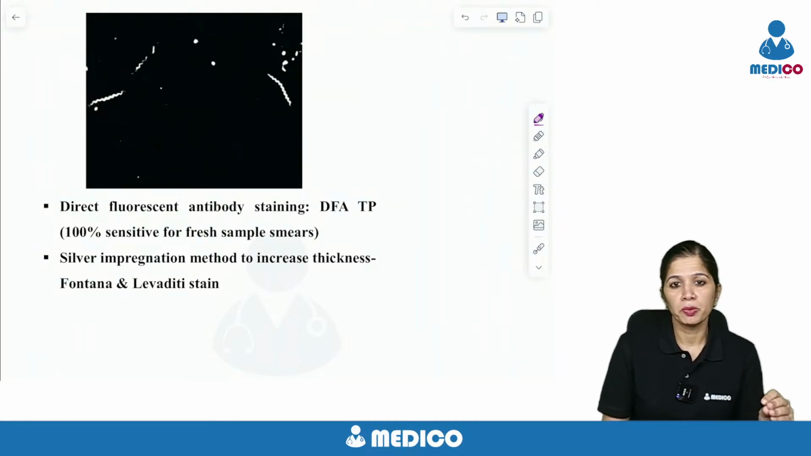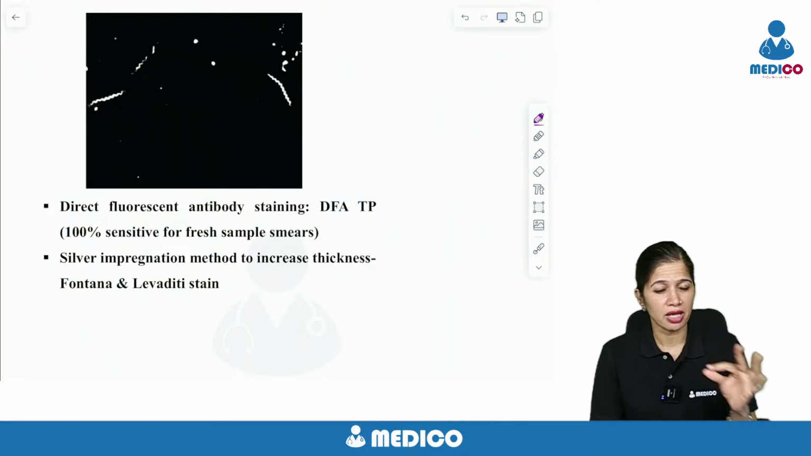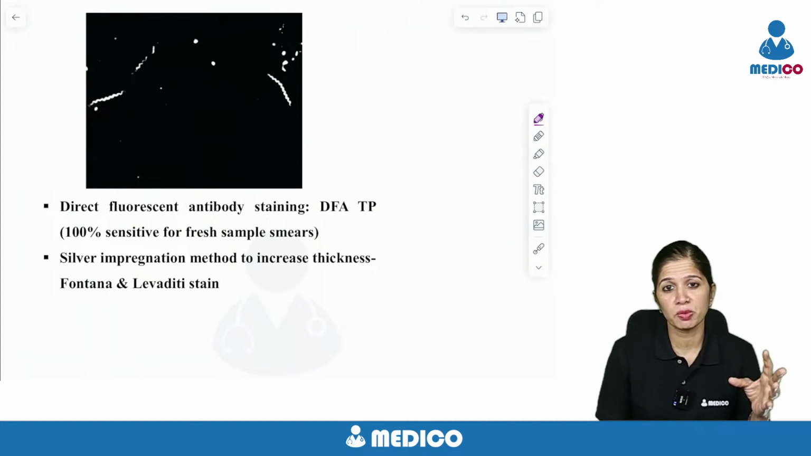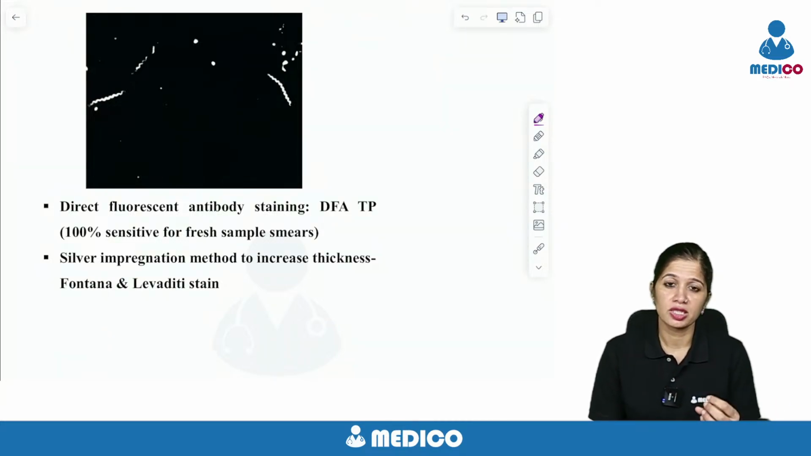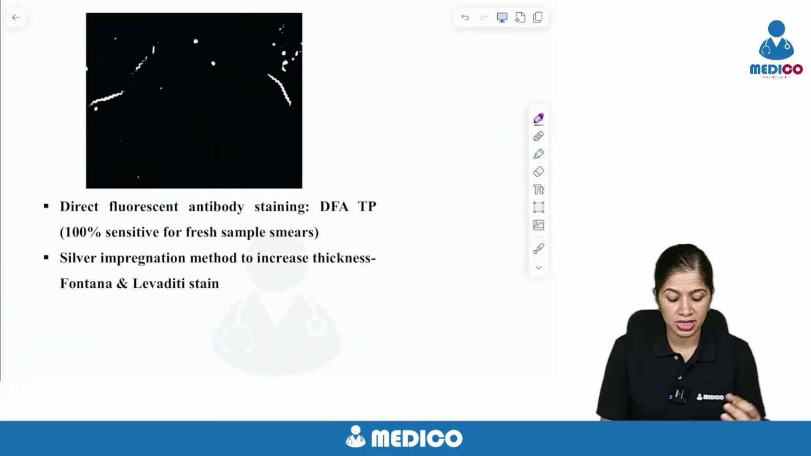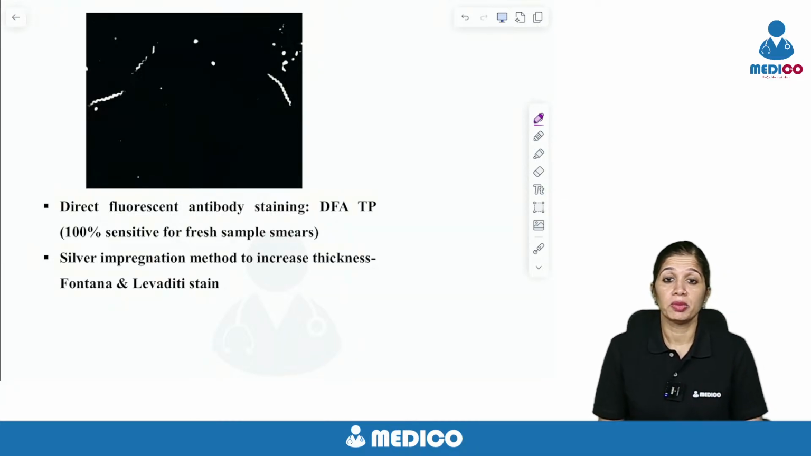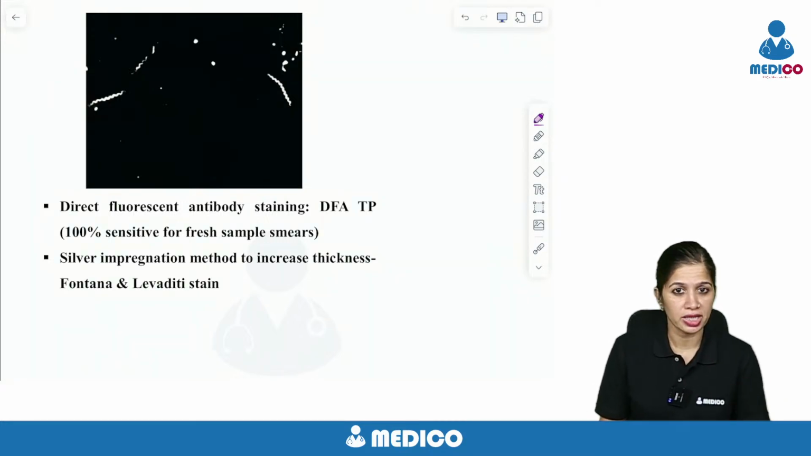Then another problem with Treponema pallidum is that they are very slender. So you want to increase its thickness by doing silver impregnation. And there are silver impregnation methods for tissue sections, and Fontana's and Levaditi staining can be done after silver impregnation to enhance the visualization of spirochetes.